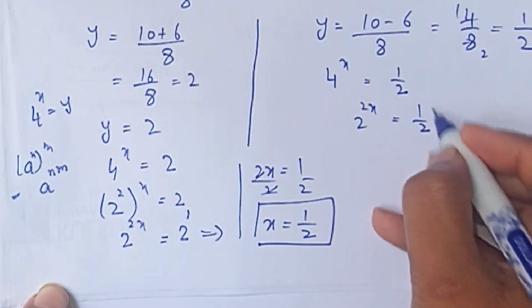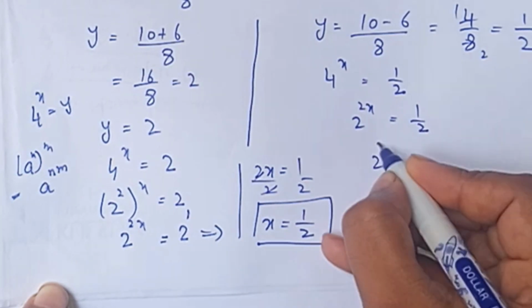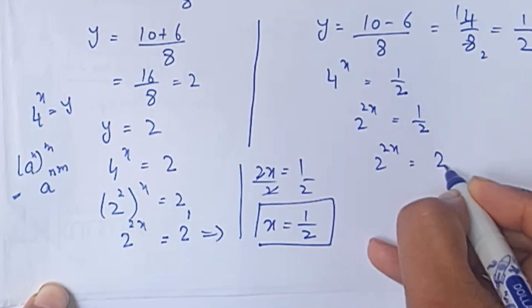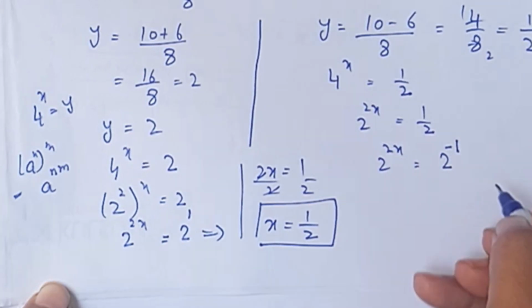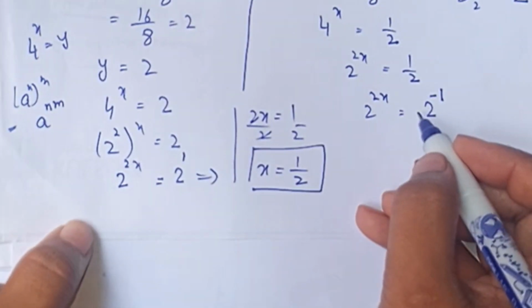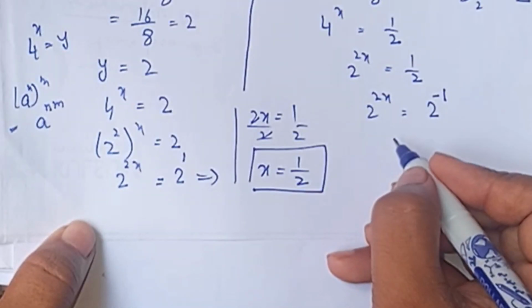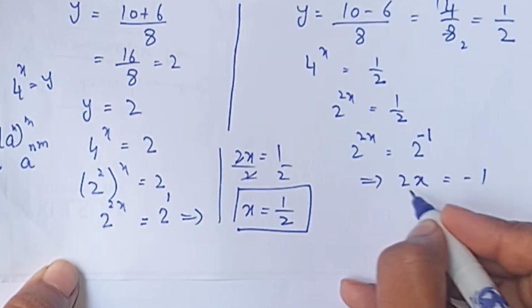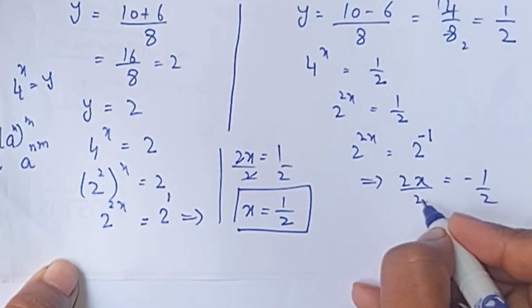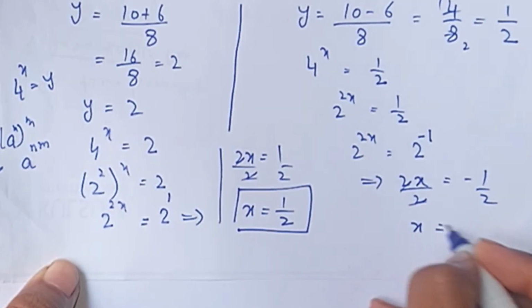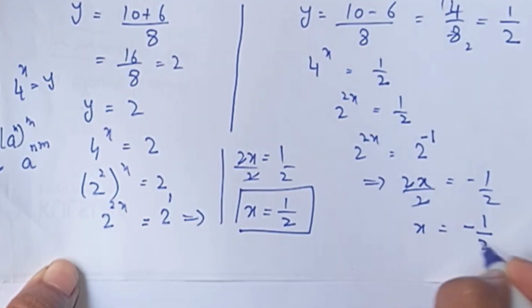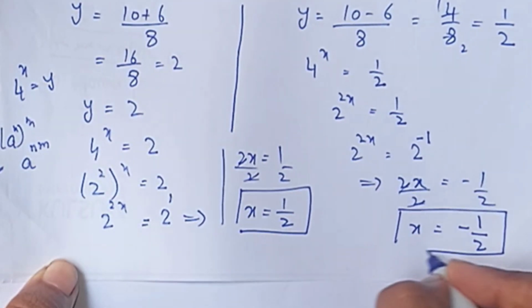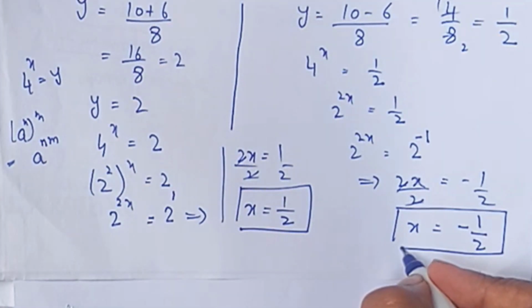Now we write this 1 over 2 as 2^(−1). Now look at this, the bases are the same, so we can compare their exponents. So 2x is equal to minus 1. Divide by 2 on both sides, so x is equal to minus 1 over 2. And this is our second answer. And we have done. Thank you.